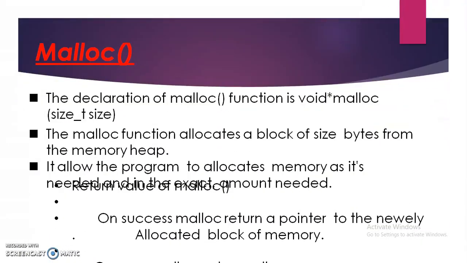Malloc. The declaration of the malloc function is void *malloc(size_t size). The malloc function allocates a block of size bytes from the memory heap. It allows the program to allocate memory as it is needed and in the exact amount needed.